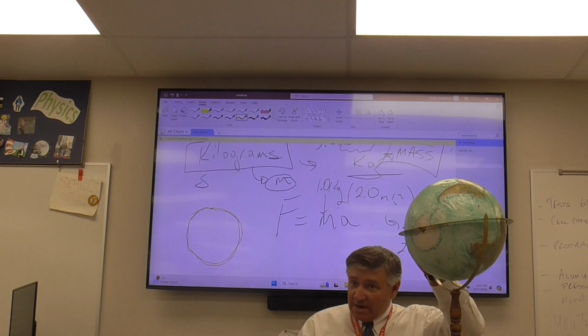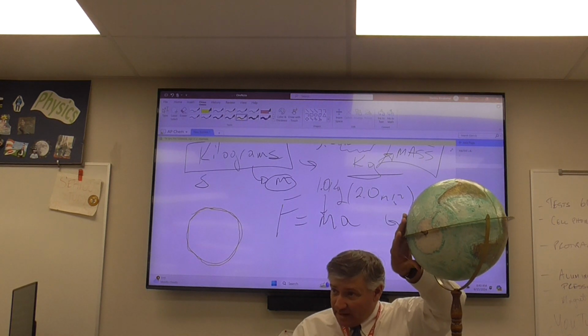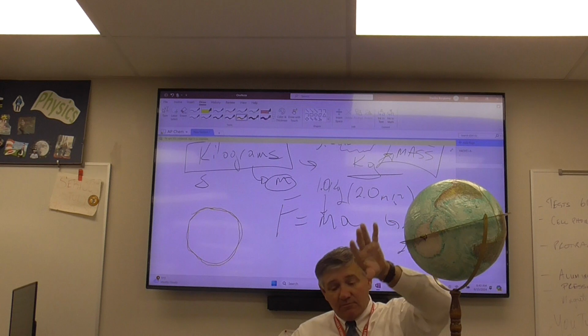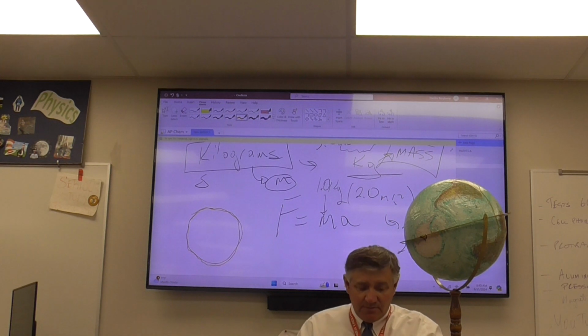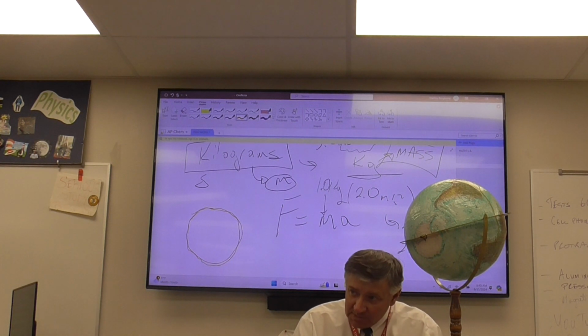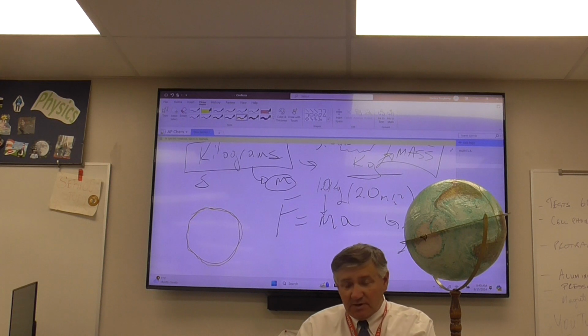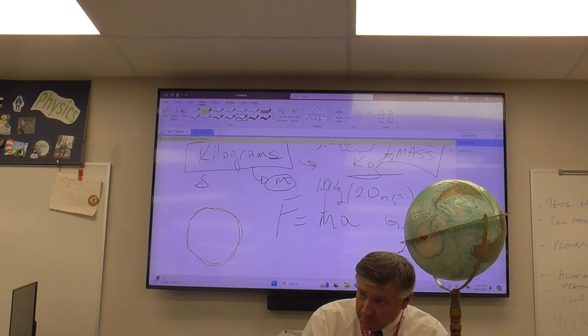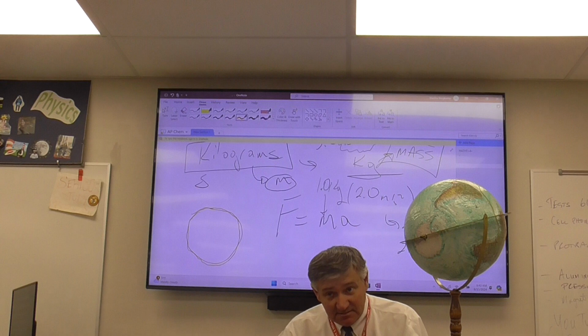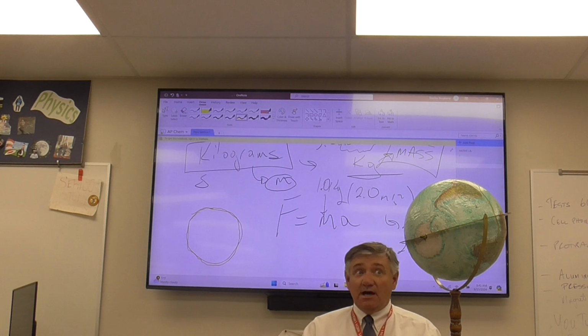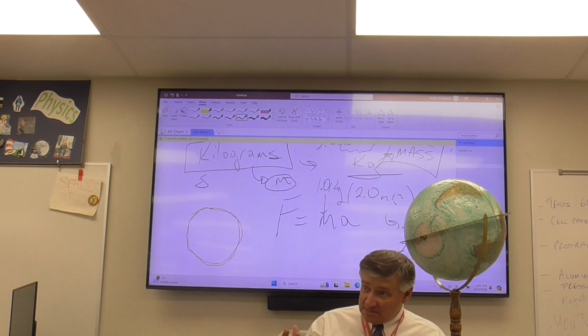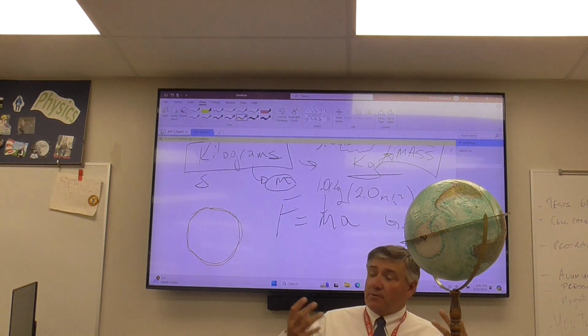We have a strong enough gravitational field to hold that atmosphere. Mars doesn't have an atmosphere. The moon doesn't have an atmosphere because they don't have a strong enough gravitational field to hold one. So one of the things that's convenient for us is that we have a strong enough gravitational field that we can keep an atmosphere.